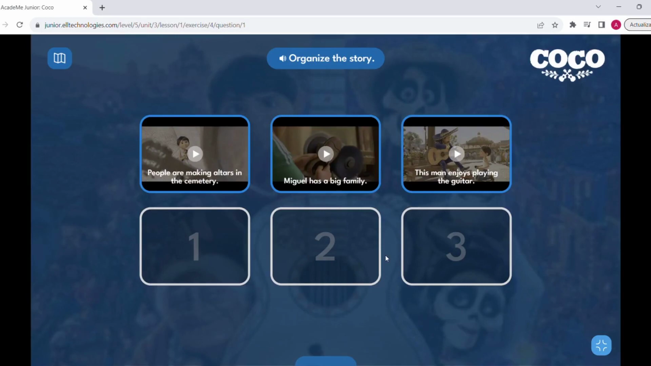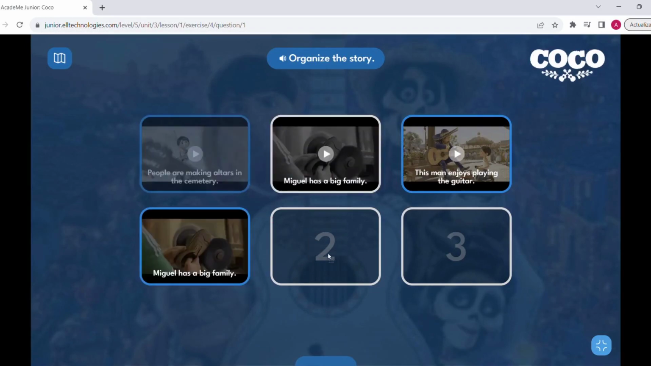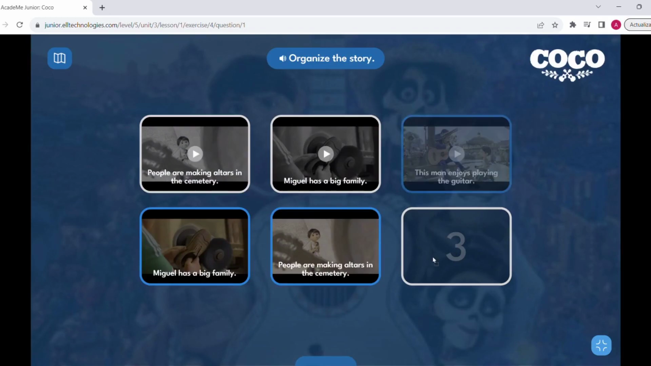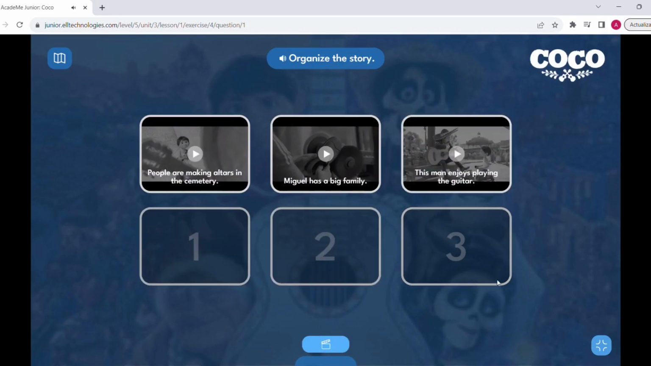The students will be able to see the instructions for the activity they must perform at all times. It is important that when answering the questions, the correct use of capital letters and punctuation marks is made.